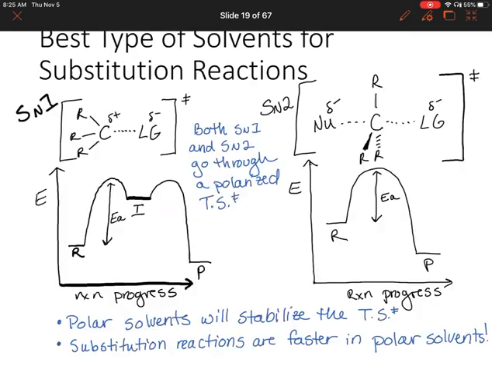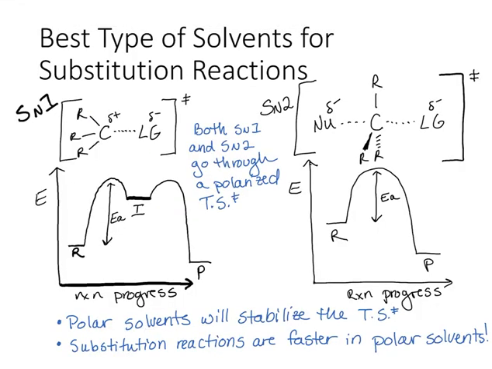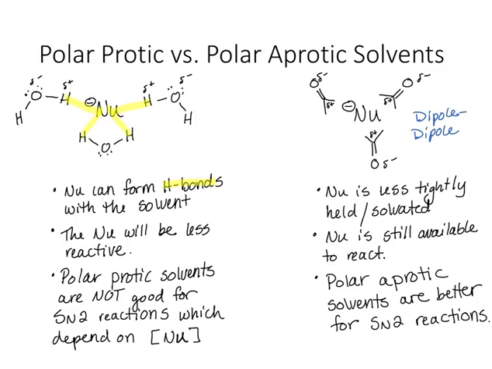Okay, so on the last slide we saw that we want a polar solvent for SN2 and SN1 reactions. But then we had to narrow it down to polar protic or polar aprotic. And we saw that polar protic solvents prevent the nucleophile from reacting, and we need that nucleophile in our SN2 reaction right away. So polar protic solvents are not good for SN2 reactions. But polar aprotic solvents don't hold the nucleophile as tightly, so the nucleophile is still available to react. So polar aprotic solvents are better for SN2 reactions.